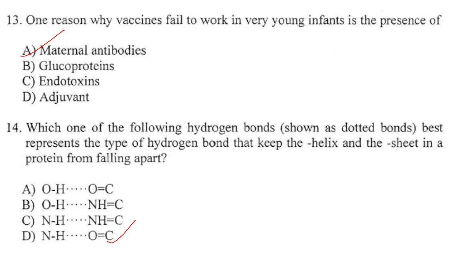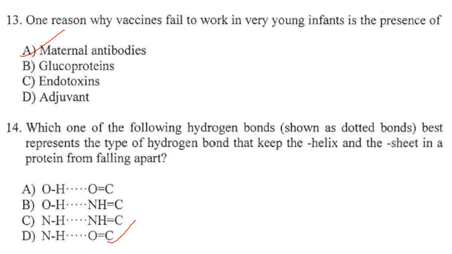Then next one. One reason why vaccines fail to work in very young infants is the presence of. So it is due to the presence of maternal antibodies. Because maternal antibodies inhibit the development of the infant humoral response to both live and killed vaccines.